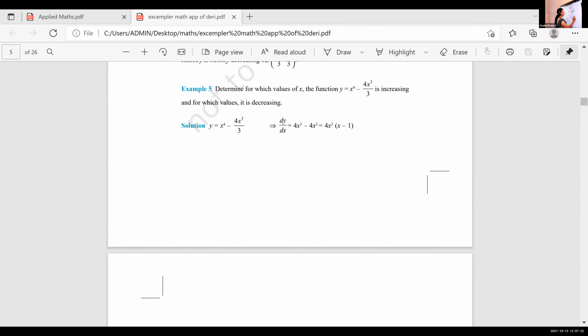So the whole number line is from minus infinity to infinity. Here we get 0 and 1, so we get 3 intervals: minus infinity to 0, 0 to 1, and 1 to infinity.